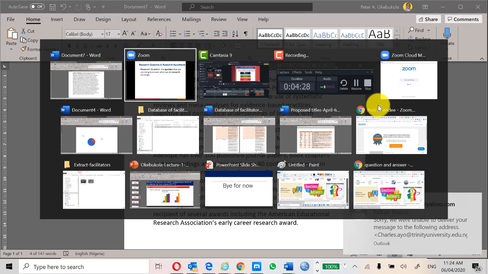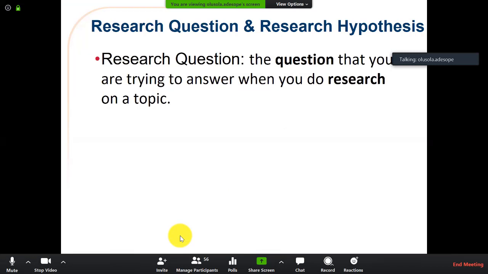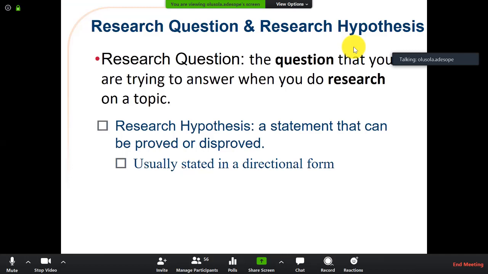Then once you know that this is a problem, the next thing to think about is, how do I create questions or hypotheses to investigate that problem? So the research question is the question that you are trying to answer when you do your research on a particular topic. Meanwhile, a research hypothesis is a statement that you can say, let me see how true or not this is. So you suddenly become a scientist. You put forth an idea or hypothesis.